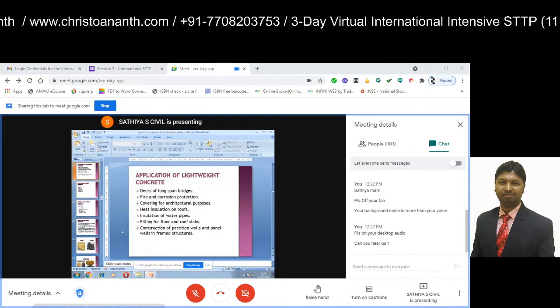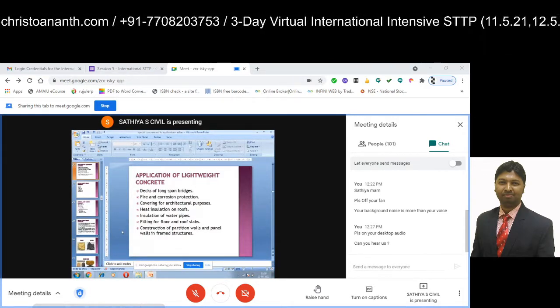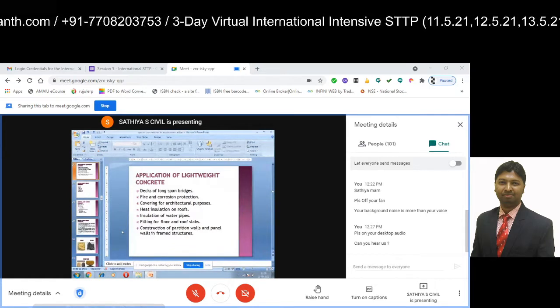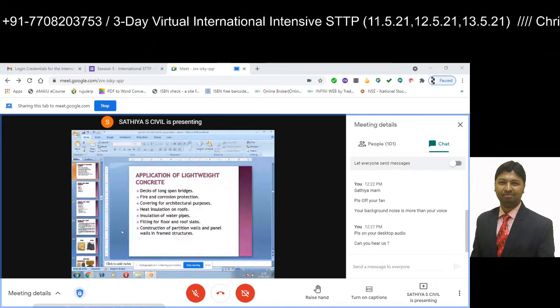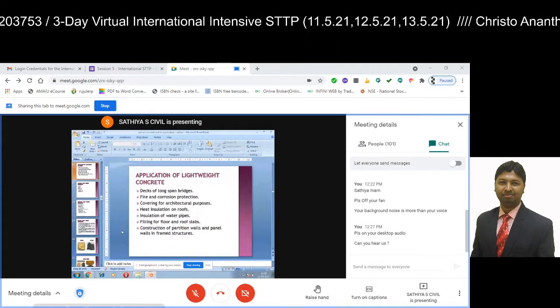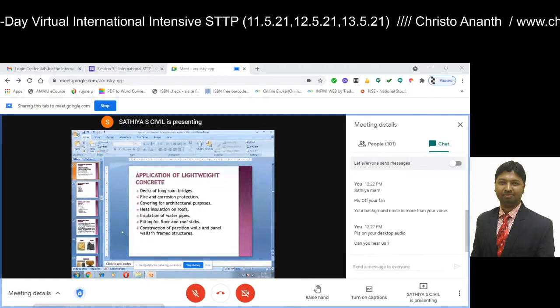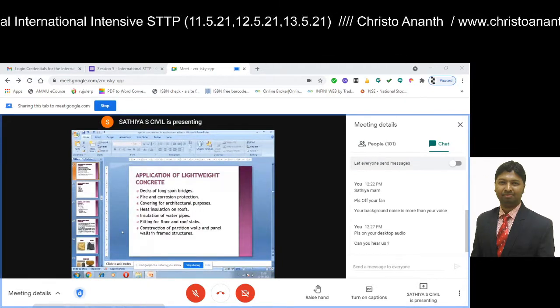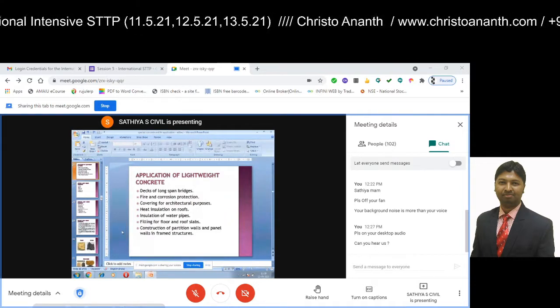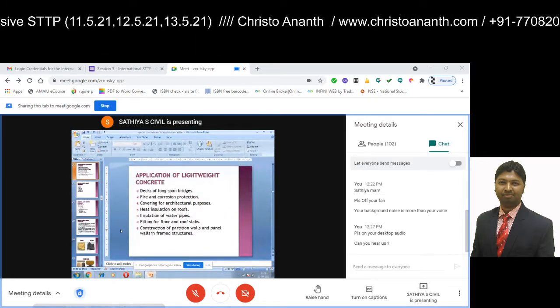The framed structure is built with column and beam. The load transference is from the slab to the beam, from the beam to the column, and from the column to the foundation. It is called a framed structure.